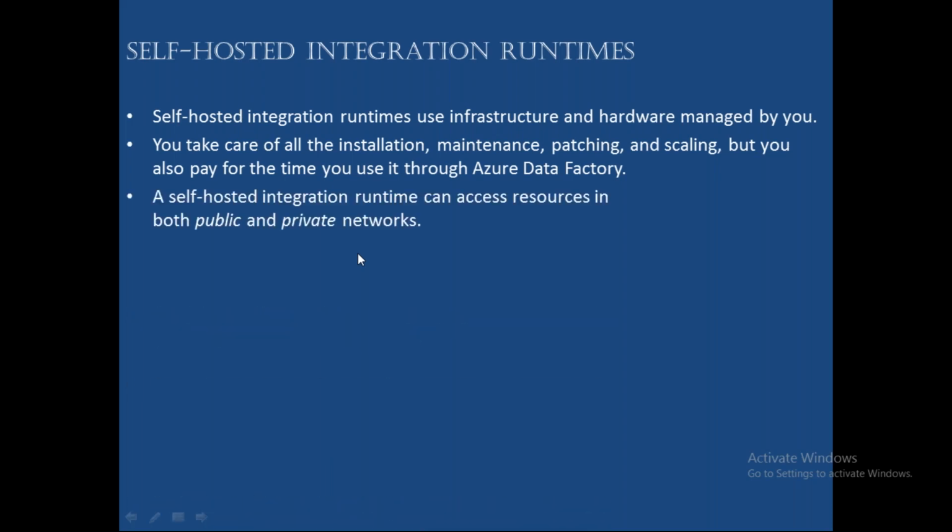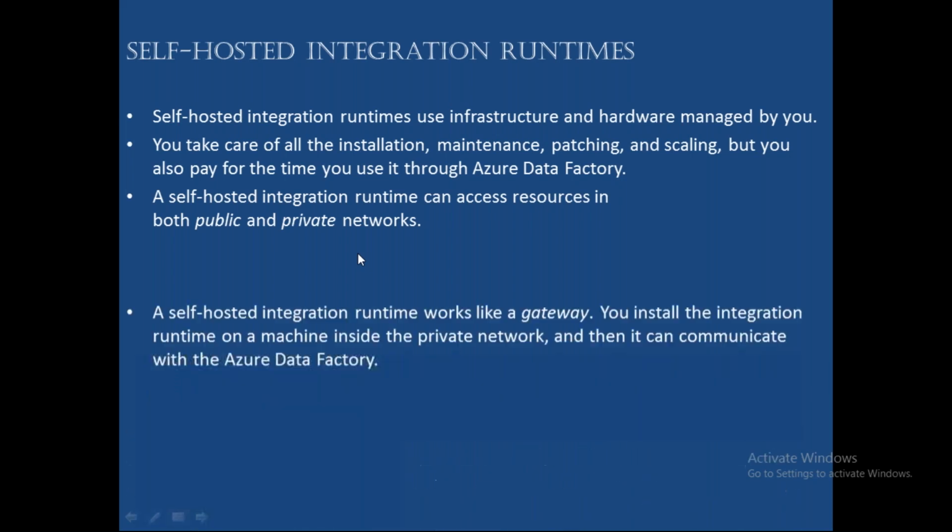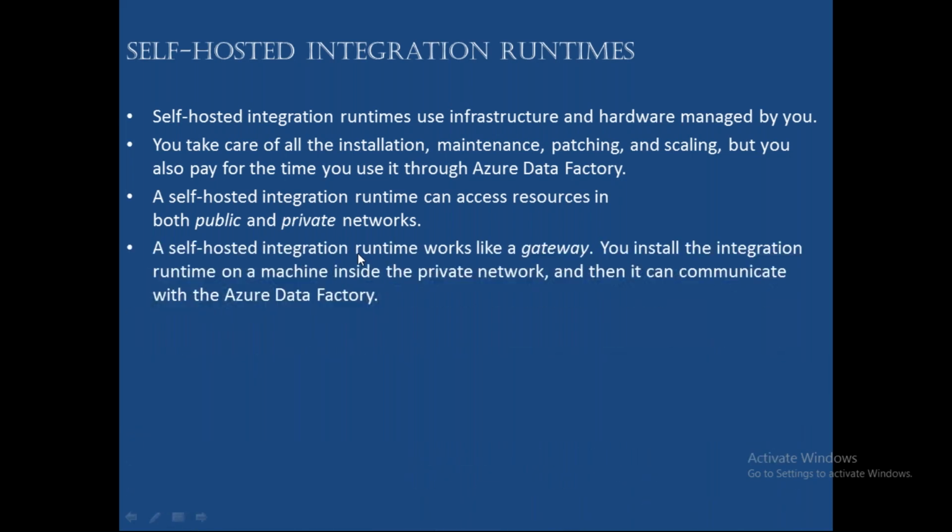Okay, next. Self-hosted integration runtime can access resources in both public and private networks. If you want to migrate data within the public network, from private to public, or within the private network, in all these cases you can use the self-hosted integration runtime. But mostly we use self-hosted integration runtime to move data from private to public, public to private, and private to private. Whenever you are moving data from public to public, we will go with the Azure integration runtime.